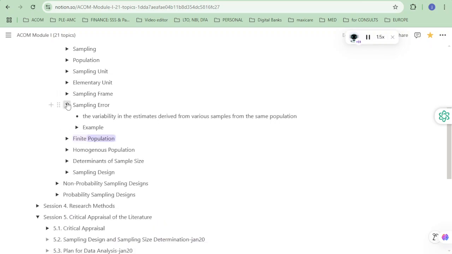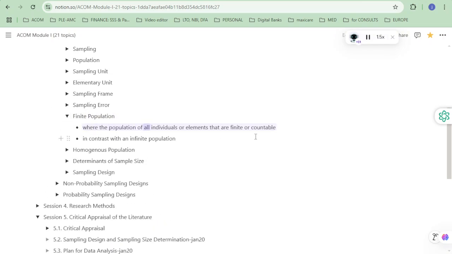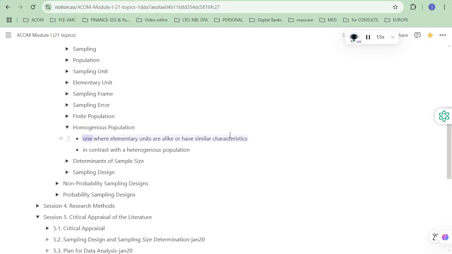Finite population: where the population of all individuals or elements is finite or countable, in contrast with an infinite population. Homogeneous population: one where elementary units are alike or have similar characteristics, in contrast with a heterogeneous population.